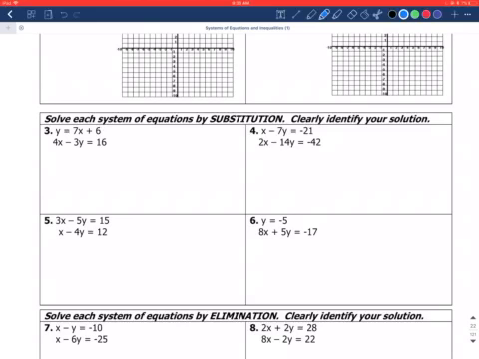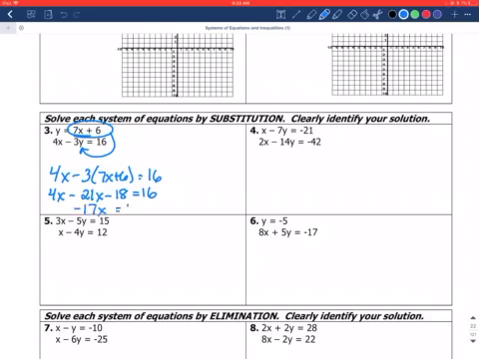Okay, so I'll do the odds, you do the evens. So for number 3, we take 7x plus 6 and substitute it in here. 4x minus 3, 7x plus 6 equals 16. Minus 21x minus 18 equals 16. So that's going to be a negative 17x. And I'm going to add that over, and it'll give me a 34. So x will be a negative 2.